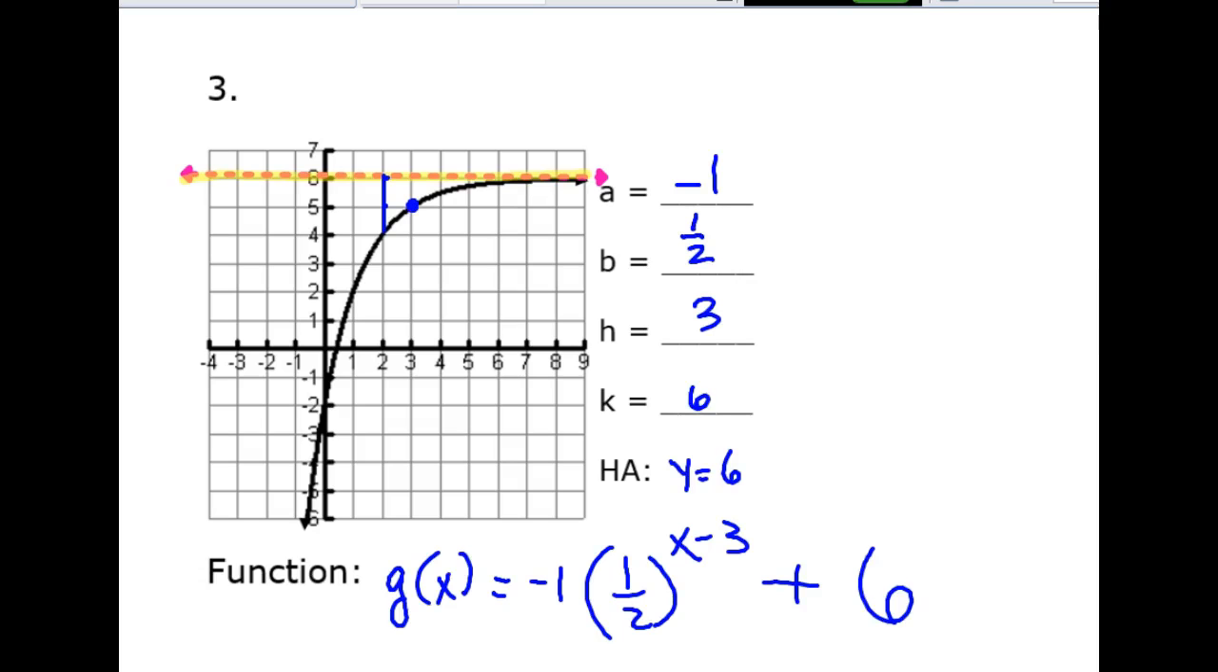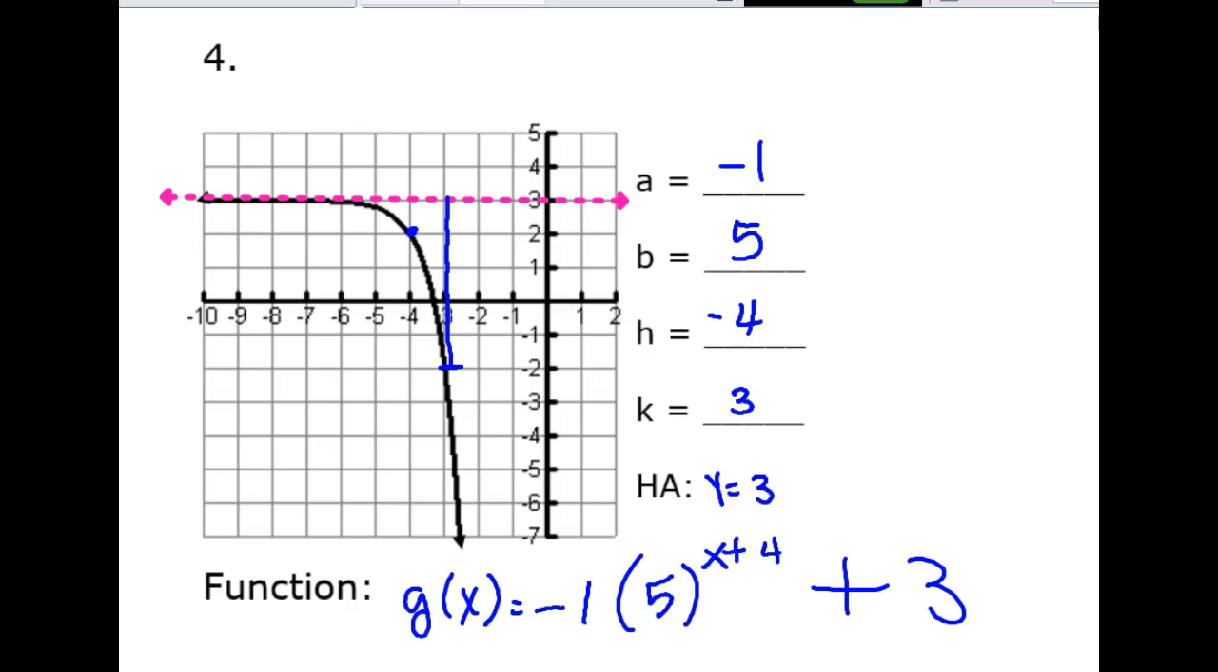How did you do? How did I do? Did I make any mistakes? It's below the asymptote, so this is a -1. I counted on the left, so that's a reciprocal. The x value of my key point, my asymptote is at 6. Got it all right? Have you already done problem 4? Please do problem 4. How did you do on problem number 4?